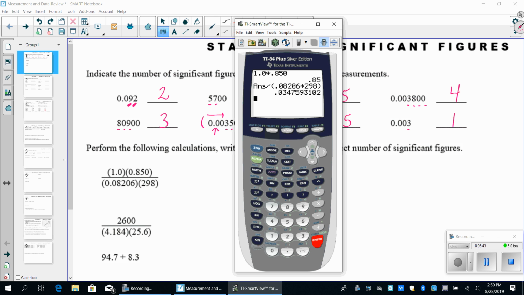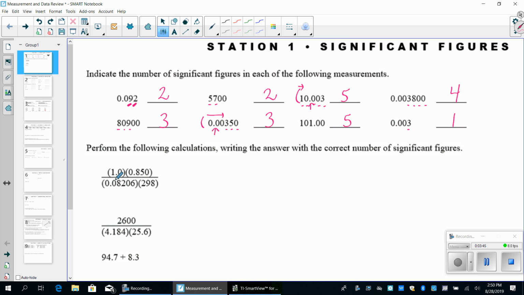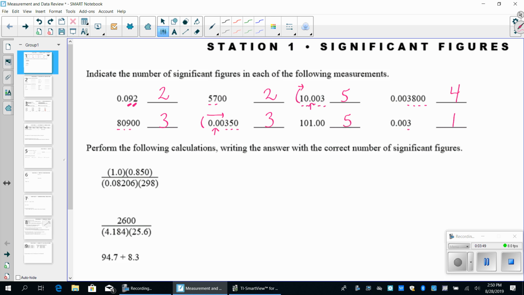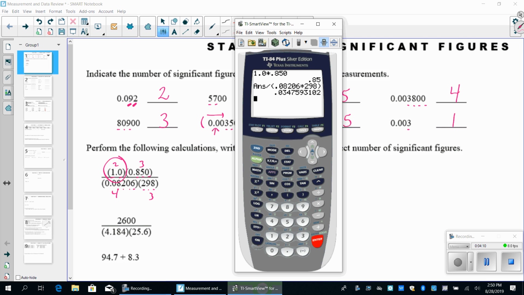Now, when you are looking at what you need to express, you have to look at the significant figures that are in your number. So here you've got 2 significant figures. Here you've got 3 significant figures. In this value on the bottom, you've got 4. And in this value, you have 3. So you would need to round that answer to 2 significant figures, because right here is your least precise measurement.